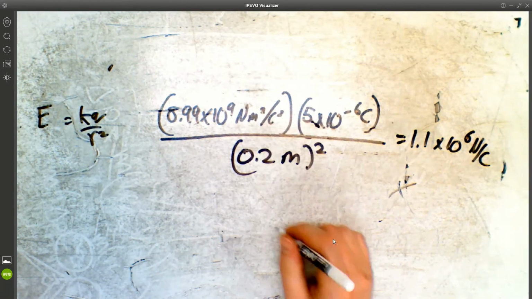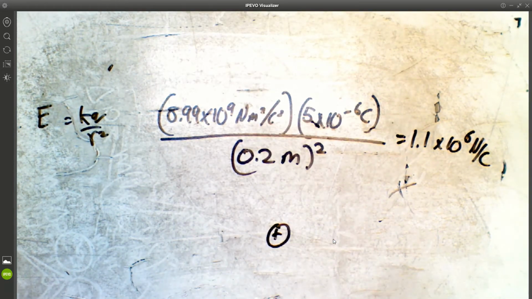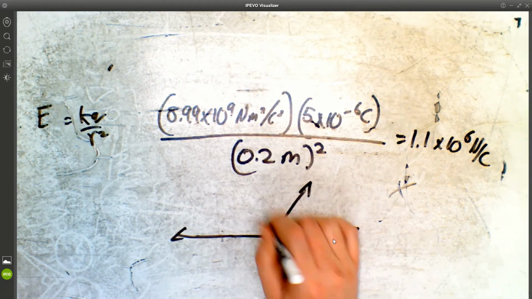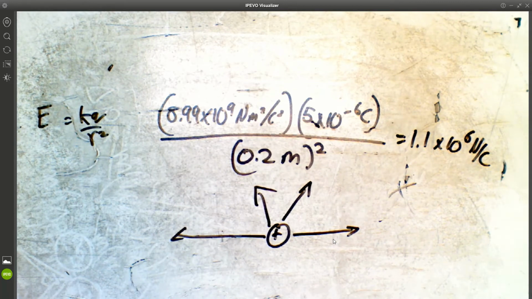Newtons per coulomb. And you have to remember that it's positive, right? So positive is always going to go away, so it's away from the point charge. D is the correct answer.